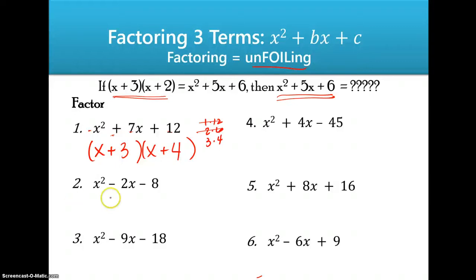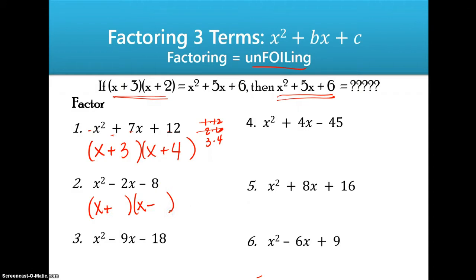Let's take a look at number 2. X squared minus 2x minus 8. Take a look at the signs. The last term is negative, which means the signs of our factors are different. One is positive and one is negative.